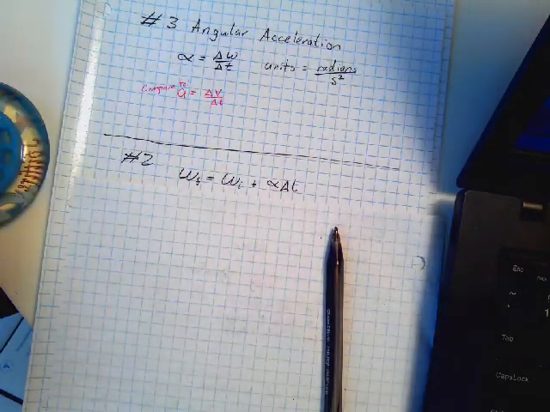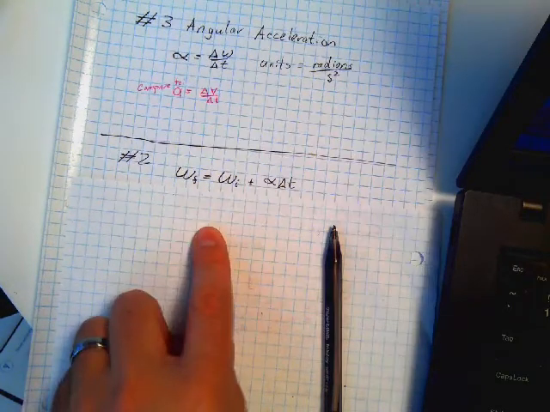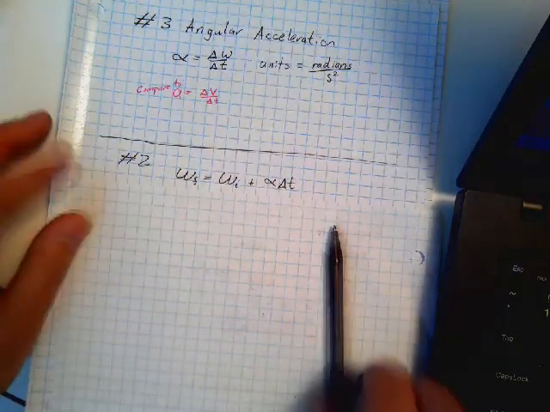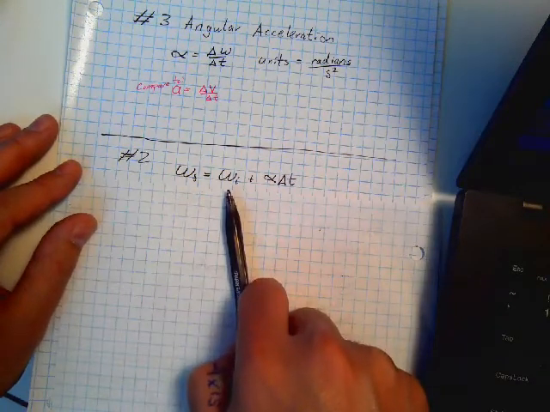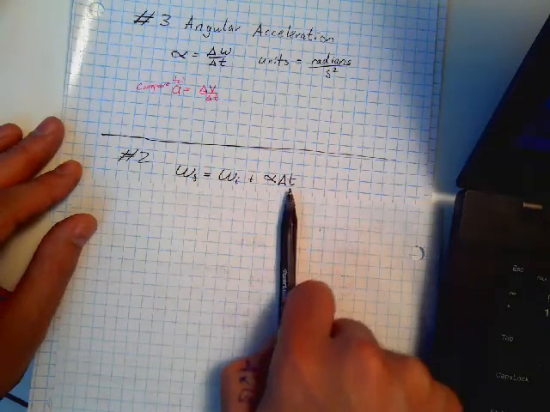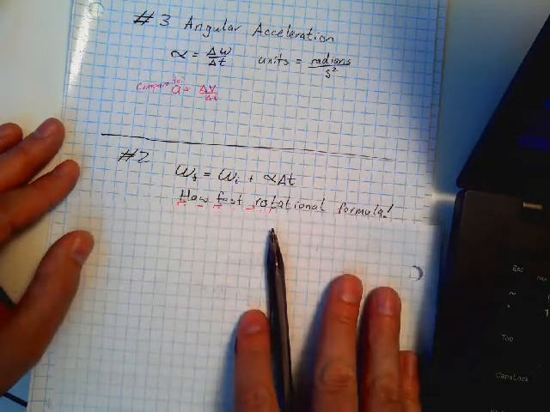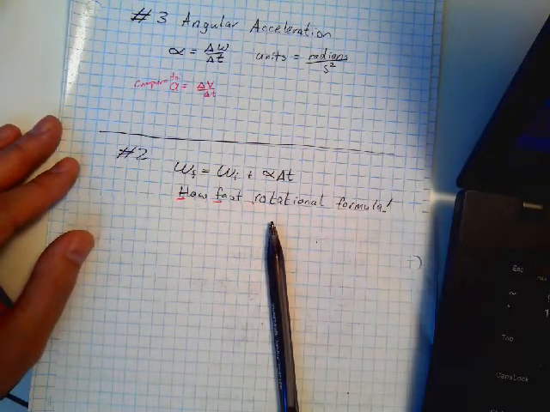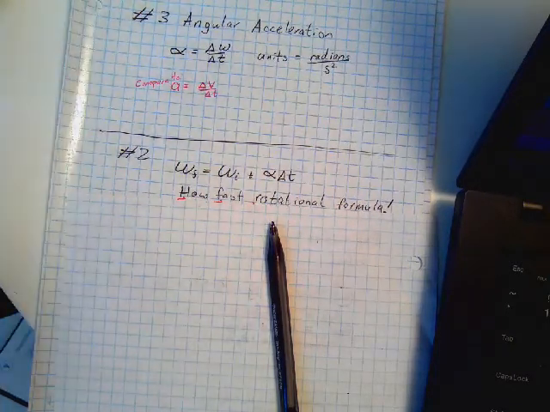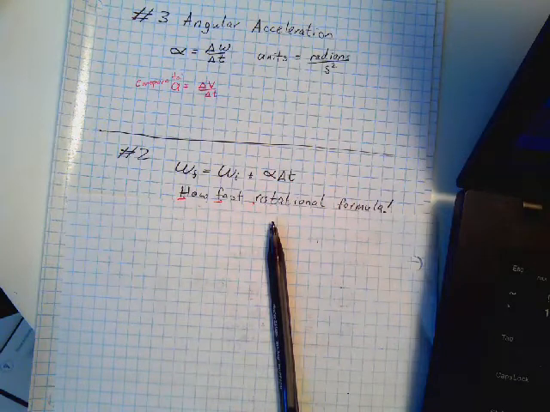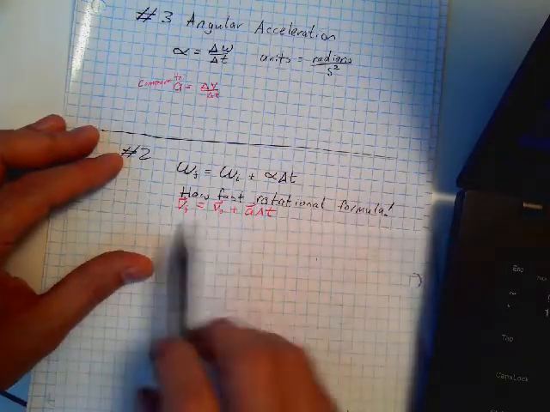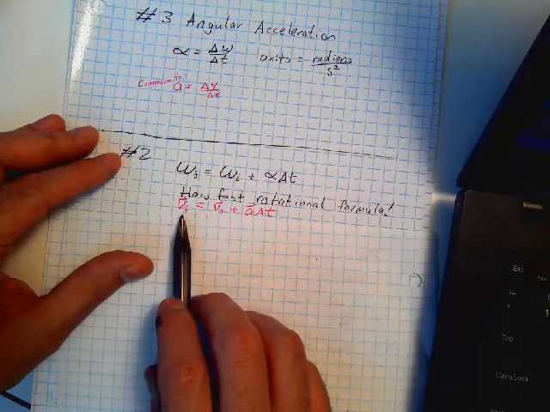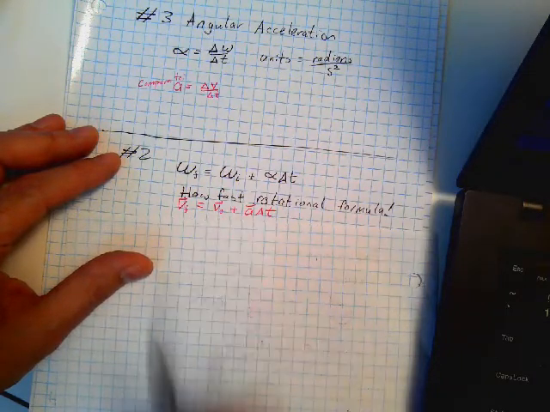Likewise, number 2, I know what that looks like to me. We've got our final angular velocity is equal to our initial angular velocity plus angular acceleration times delta t. That is our how fast rotational formula. So we had our how fast translational formula. We never called it the translational one because why would we throw in translational? It's just going to throw off all our high Qs. But our how fast translational formula was Vf equals V naught plus a delta t.